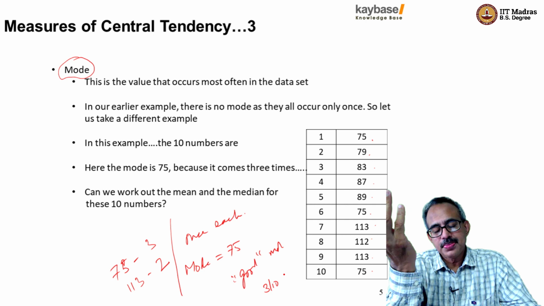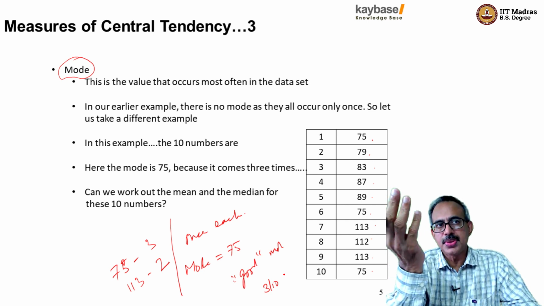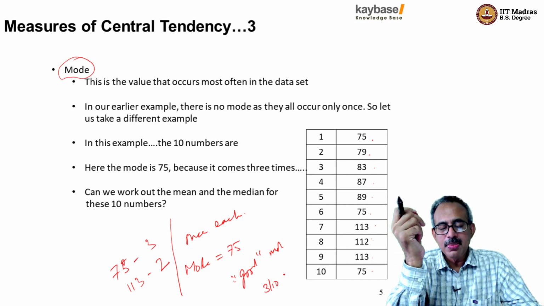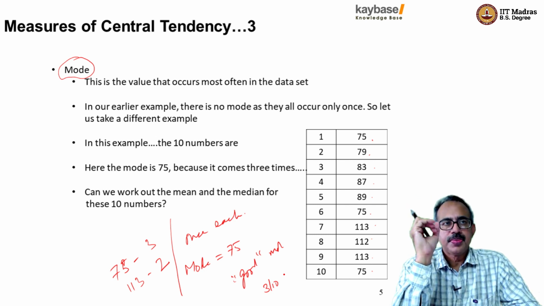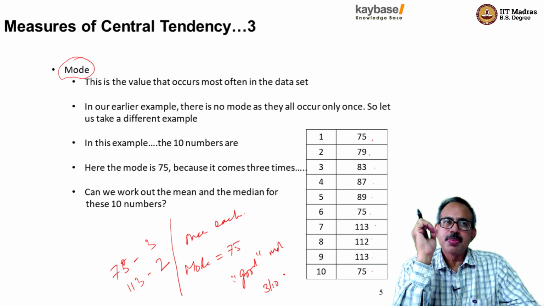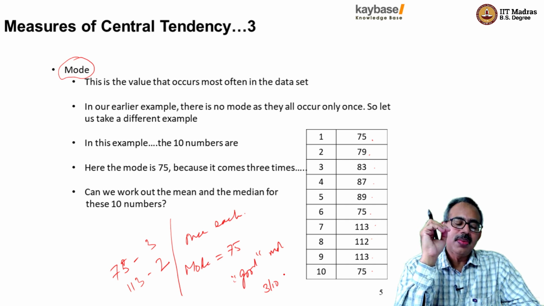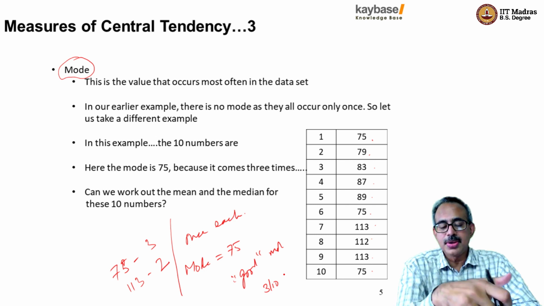Therefore, mode is indeed useful in certain situations, and we will come to those situations as we go along. But in most practical situations in market research, we use more of mean. Neither the median nor the mode is used very much. They have specific applications, but they don't have wide applications. Having said that, in a very indirect way, we always use mode, and we'll talk about that.